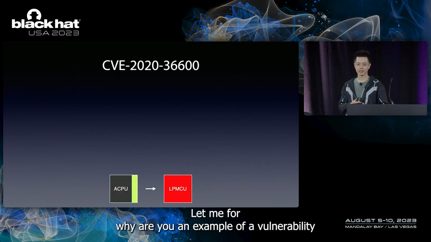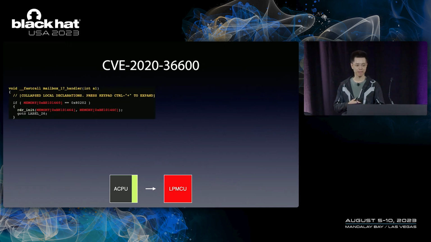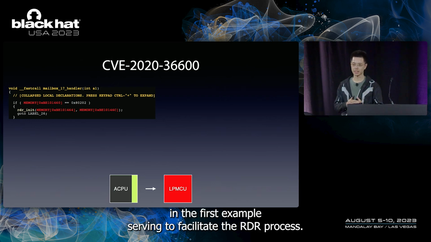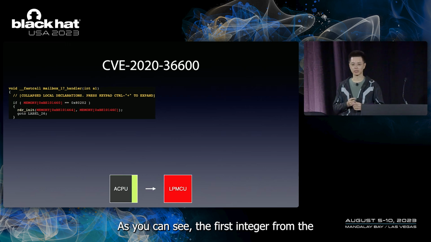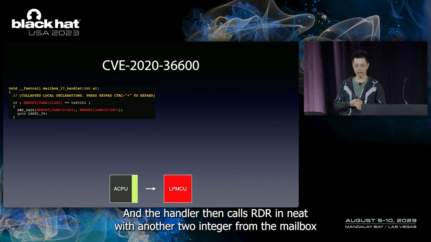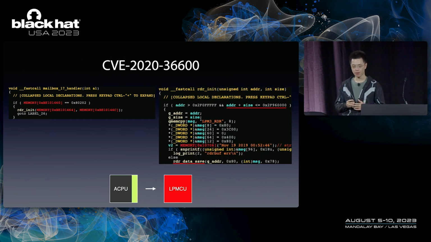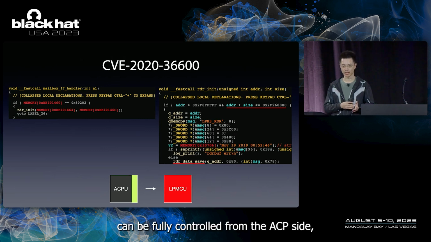Let me provide an example of a vulnerability I discovered in the LPMCU's mailbox handler. This is also the handler we mentioned in the first example, serving to facilitate the RDR process. As you can see, the first integer from the mailbox data represents a command ID, which should be 80202. The handler then calls RDR init with another two integers from the mailbox data, representing a physical address and size. All these values from the mailbox can be fully controlled from the ACPU side.